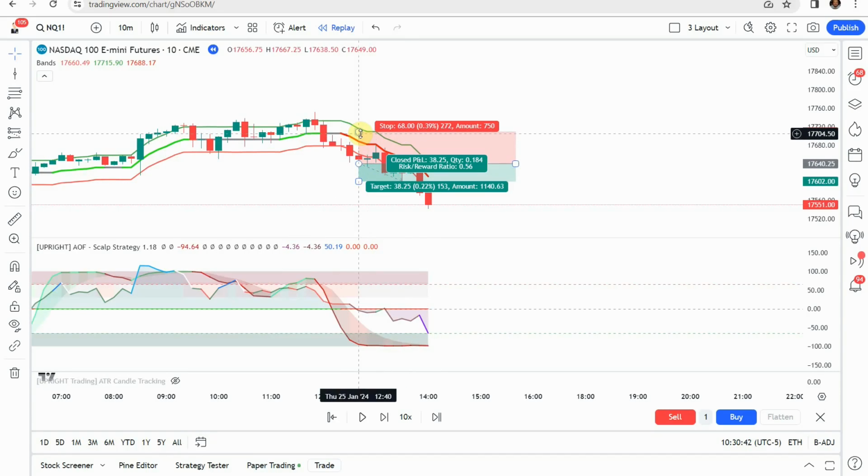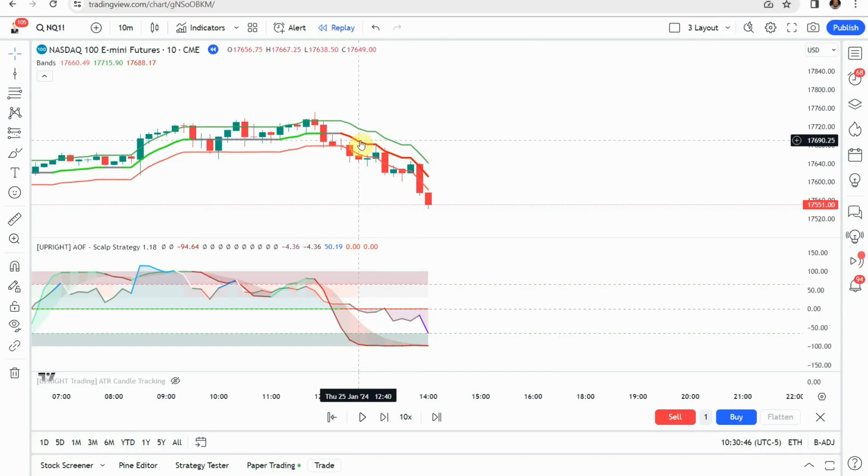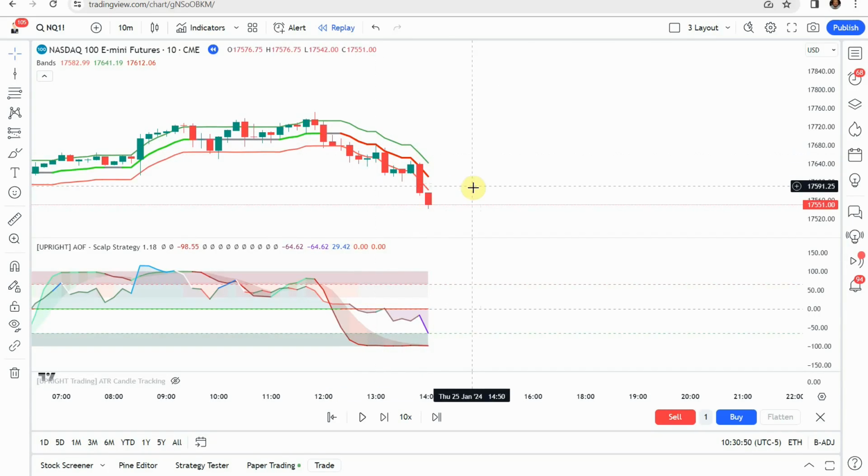And of course, our stop would have been trailing along as this line here continues to drop lower and lower. And that is significant here in just a moment. We'll discuss that a little bit more. Let's go ahead and look at a long setup.